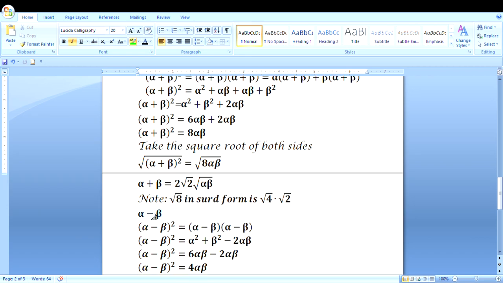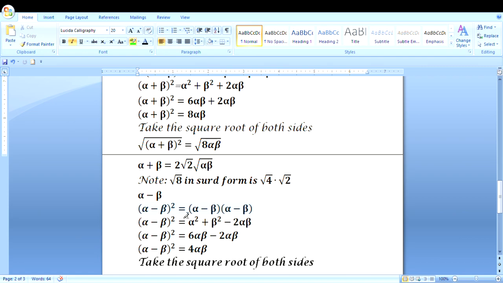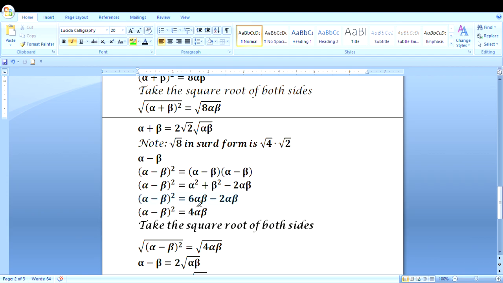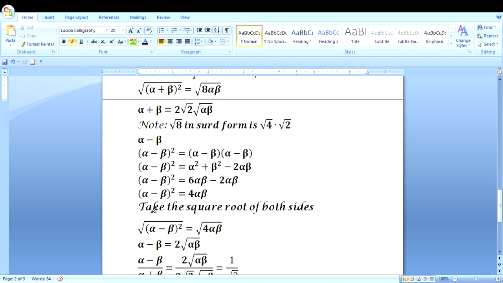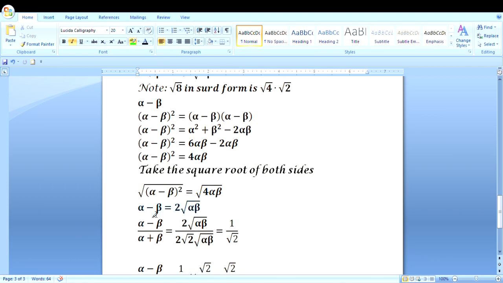So now to obtain an expression for alpha minus beta, quickly we say alpha minus beta all square, and by way of expansion, this will give alpha square plus beta square minus 2 alpha beta. So here we already know that alpha square plus beta square is 6 alpha beta, then minus 2 alpha beta, and this becomes 4 alpha beta. Now we take the square root of both sides, and this becomes alpha minus beta is equal to the square root of 4, which is 2 root alpha beta.